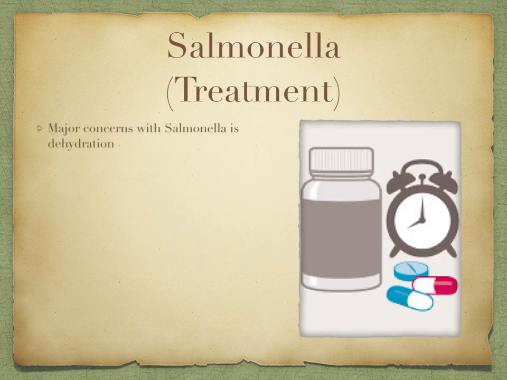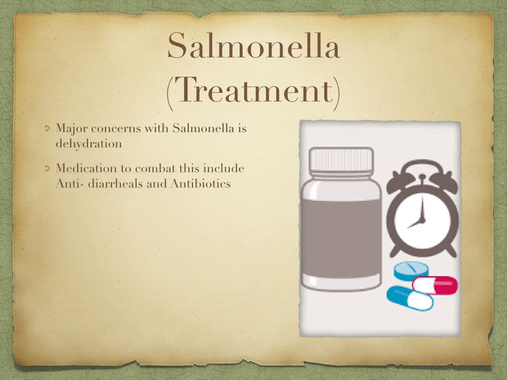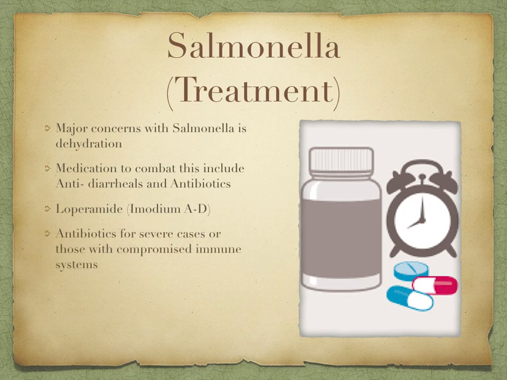Treatment ranges. Some of the major concerns with salmonella is dehydration, just because of some of the symptoms I listed, obviously the vomiting, the diarrhea, the fever. There are medications that can combat these symptoms, like antidiarrheals, and in some cases antibiotics. Things like Imodium can really help. And then antibiotics for severe cases can be prescribed, but it's not always recommended, especially for those who are immunocompromised, because it can actually have some negative effects.